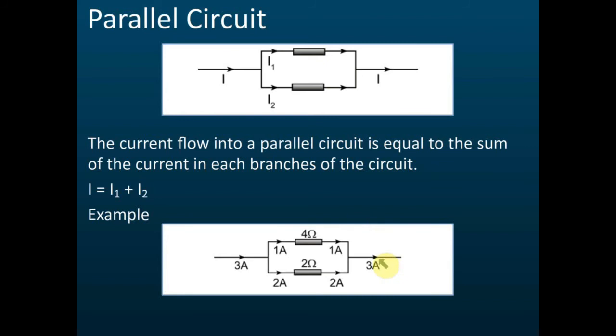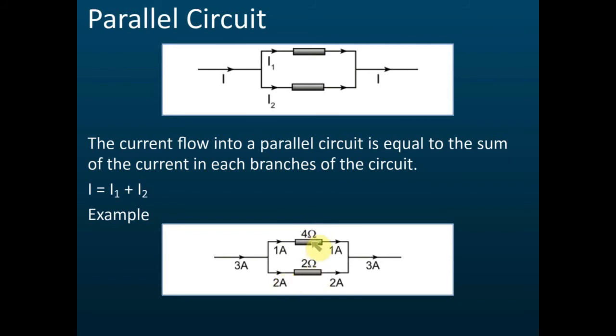Another question that students may ask is, why does 1 ampere go up and 2 ampere go down? Why not 2 ampere go up and 1 ampere go down? What are the factors that determine how much current flows to this resistor and how much flows to this resistor? What affects the current in this parallel circuit? The current that flows into the parallel circuit depends on the resistance. The higher the resistance, the lower the current. 4 ohm and 2 ohm: 4 ohm is higher, then the current will be lower. 2 ohm is lower, then the current is higher.